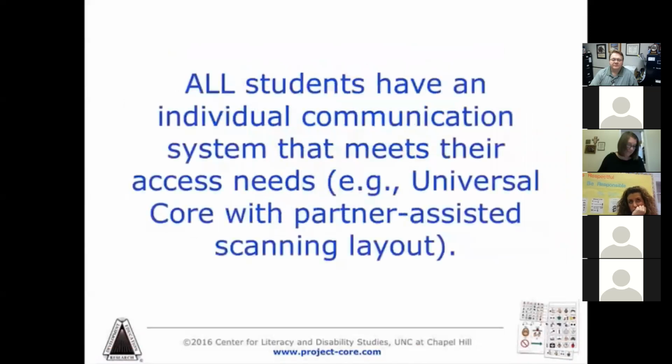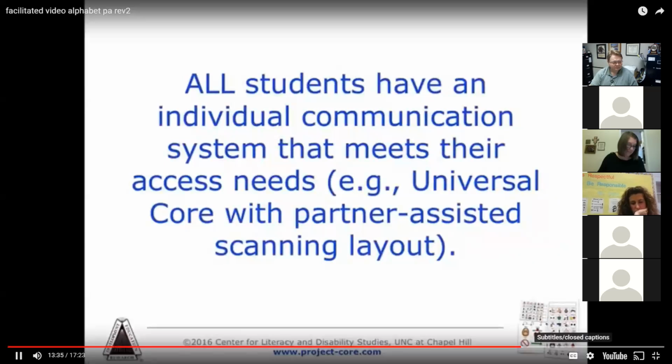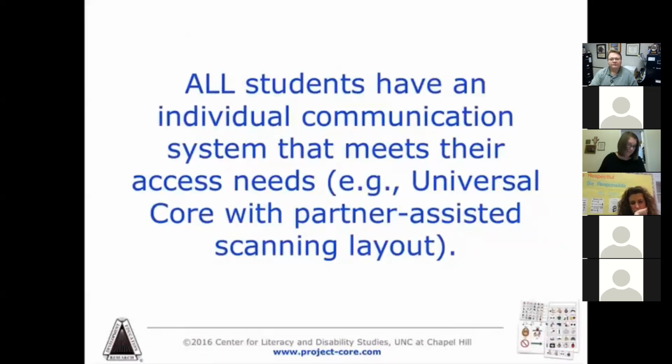First, you want to make certain that students have access to their own universal core vocabulary, or some other form of communication. It is vitally important that students have an individual communication system that meets their access needs. This communication system must be available to the greatest extent possible all day, every day. While adults should encourage and attribute meaning to all communication efforts, a personal system is required for students to learn to use symbols to communicate more conventionally.